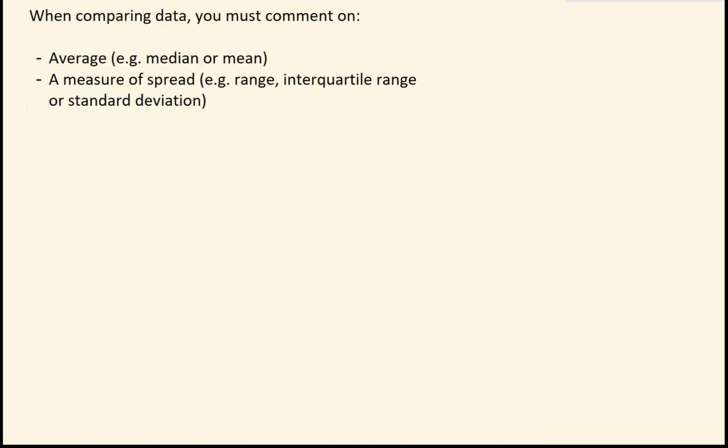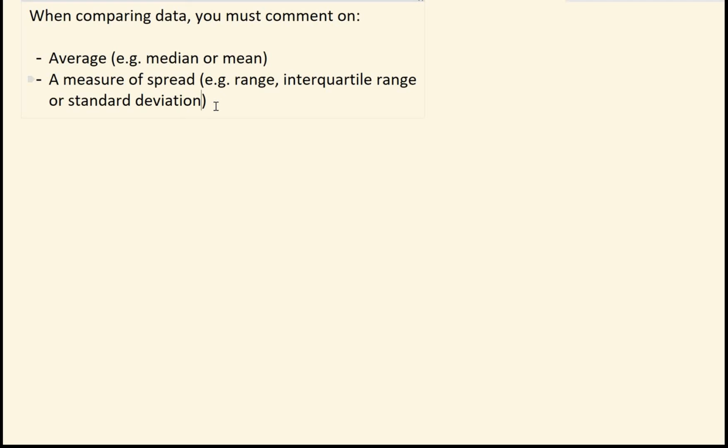Comparing data, last thing, I'm not going to talk for it anymore. When you compare data, you must comment on 2 things. You must include an average, either the median or mean, and then some measure of spread. You've basically got a choice. There's actually a 4th I've missed out. You can have range, interquartile range, that's the one, and standard deviation. Any of those 3 are valid measures of spread.